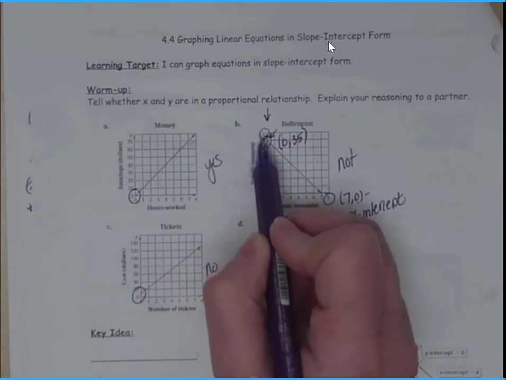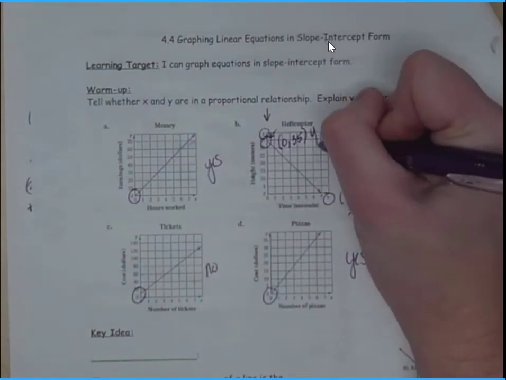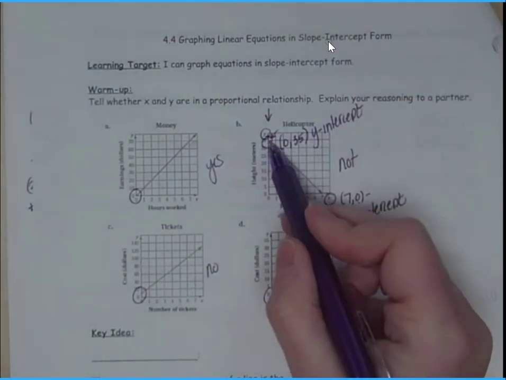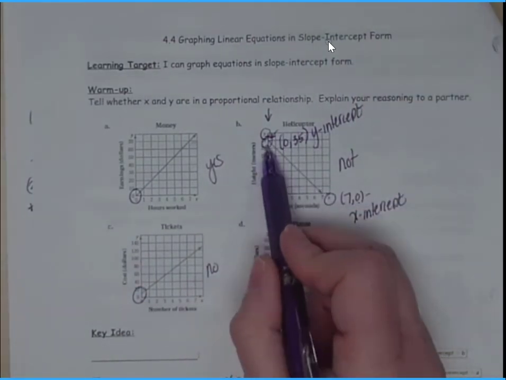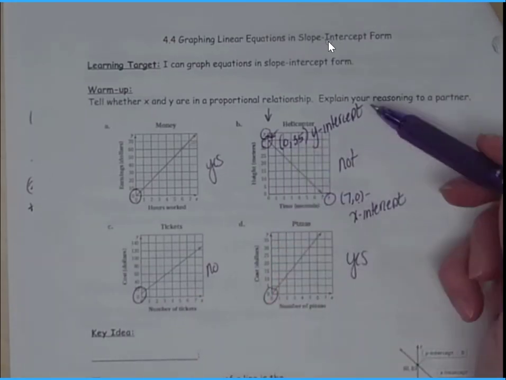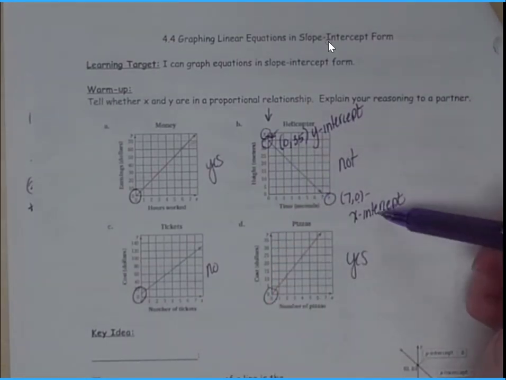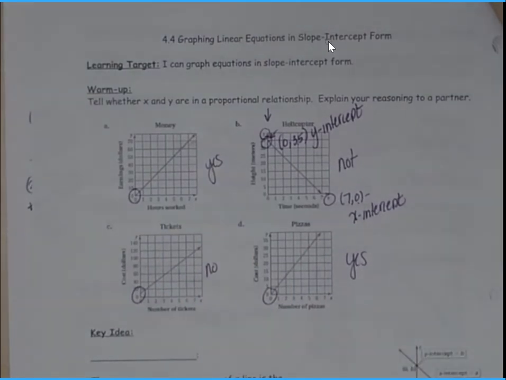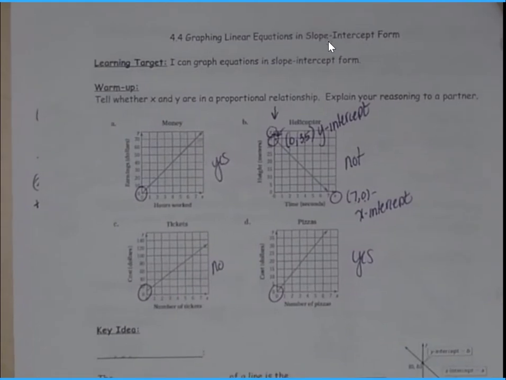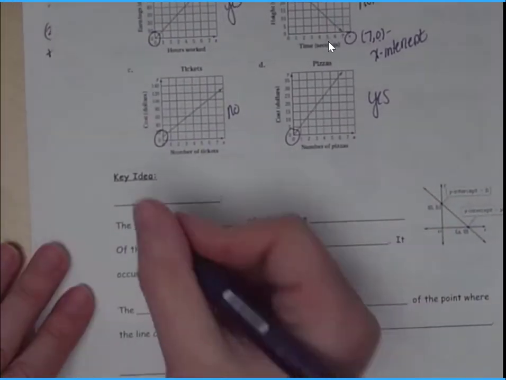Now here, this one crosses the y-axis, so it's called the y-intercept. The y-intercept is where it crosses the y-axis, so my x value is 0, and it tells me it crosses the y at 35. What we're going to do today is look at these intercepts. So our key idea today is intercepts.